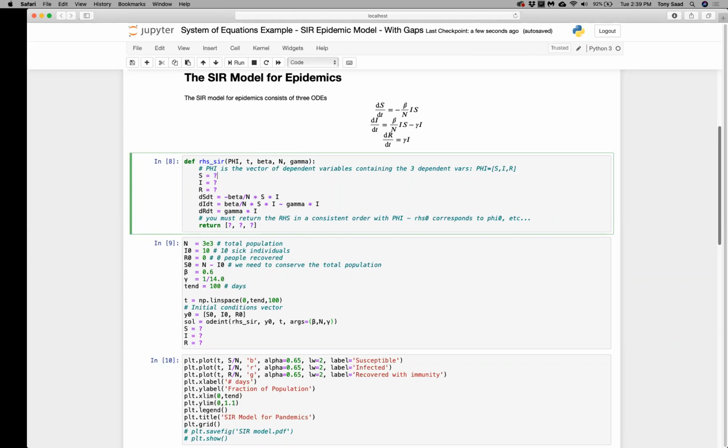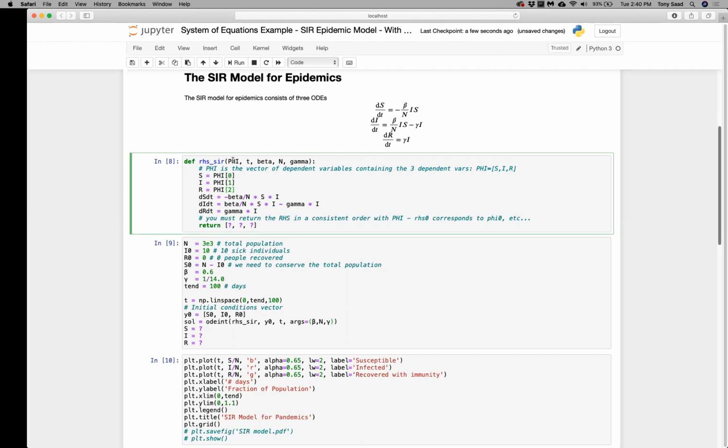Okay, so how do we get S, I, and R? When we were doing a single variable, we were putting over here F, and then we just use F. But now we have phi. And look at my note here. Phi is the vector of dependent variables containing the 3 dependent variables, S, I, and R, in that order. So how do we get S? This is just an array, guys. Phi, you index them, right? So phi 0, phi 1, and then phi 2.